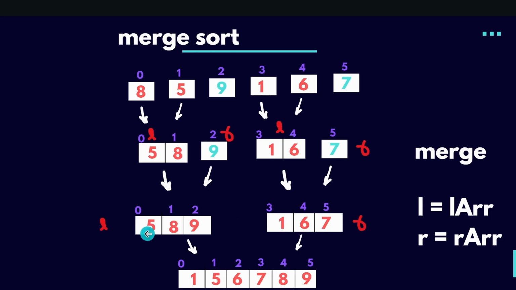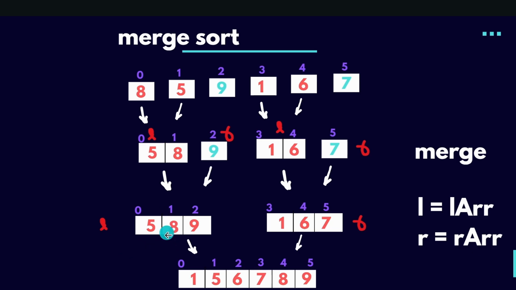So basically, compare both of them. 1 is smaller, so place it here. Then increment the right array, and after incrementing you are going to compare this 6 and 5. As 5 is smaller, you are going to place here the left array of 0. After that, make sure that the left array is incremented.